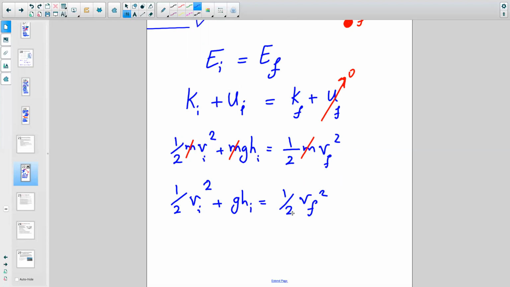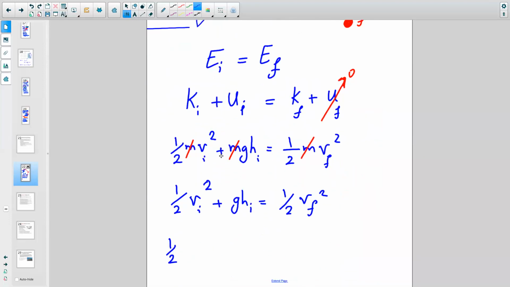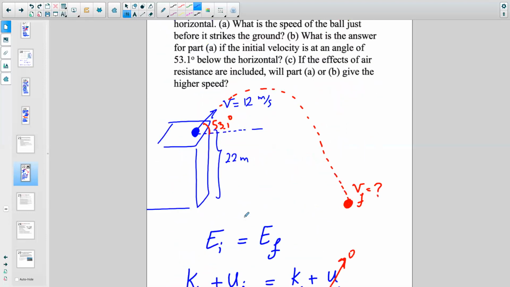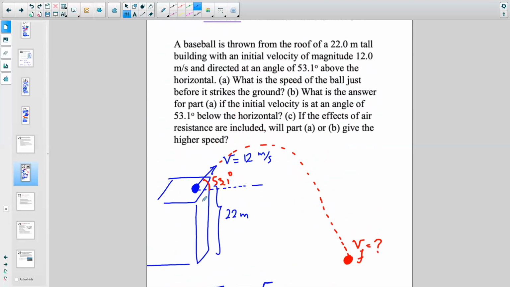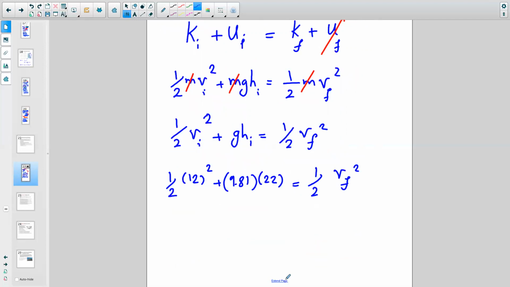So I have everything else. I have half v initial squared, where we have the velocity of 12 meters per second, so this means 12 to the power of 2, plus g, which is just 9.81, times h initial, which is above the building, 22 meters high. So I have 22 here. Then I have half v final squared. So you can solve this for final velocity.